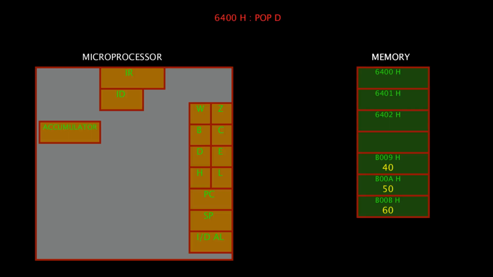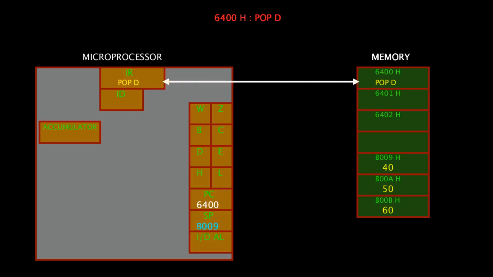Let's say initially the stack pointer is B009 and the program counter contains the address of the instruction, that is 6400H. Then the instruction register goes to location 6400H and fetches the instruction, that is POP D. This process is called opcode fetch.